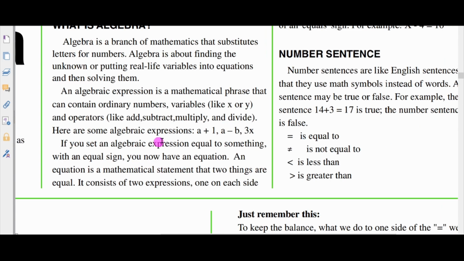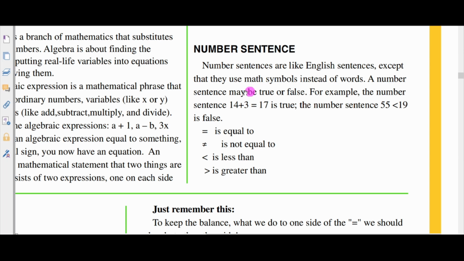So this is a very important point to remember. Algebraic expressions do not have an equal sign, but an equation will have an equal sign. Number sentences. Number sentences are like English sentences except that they use math symbols instead of words. A number sentence may be true or false. For example, the number sentence 14 plus 3 is equal to 17 is true. The number sentence 55 is less than 19 is false.